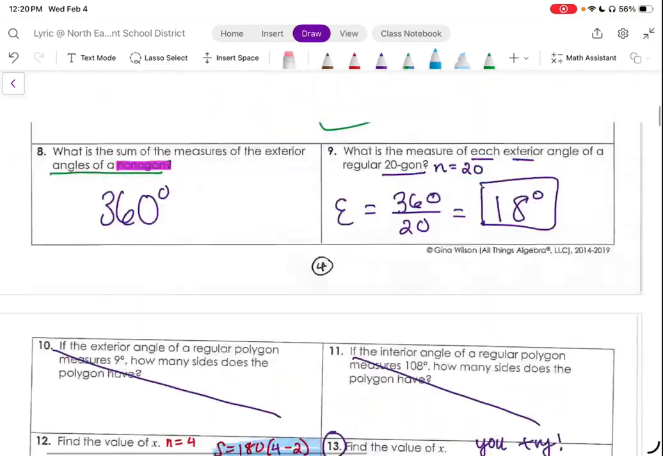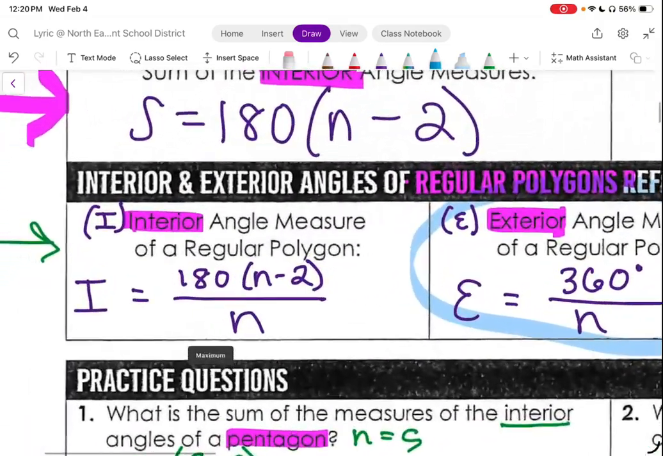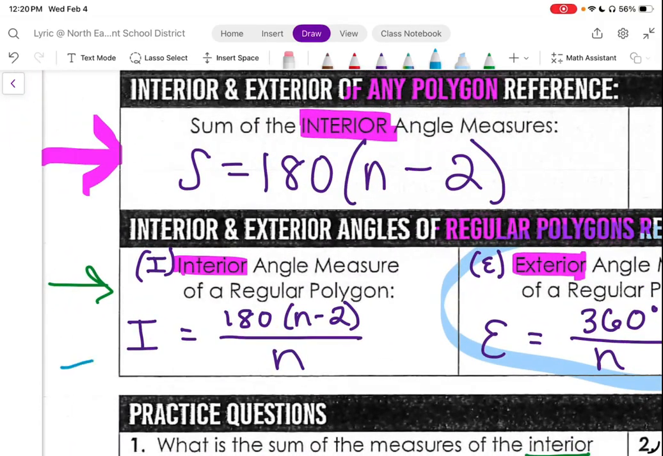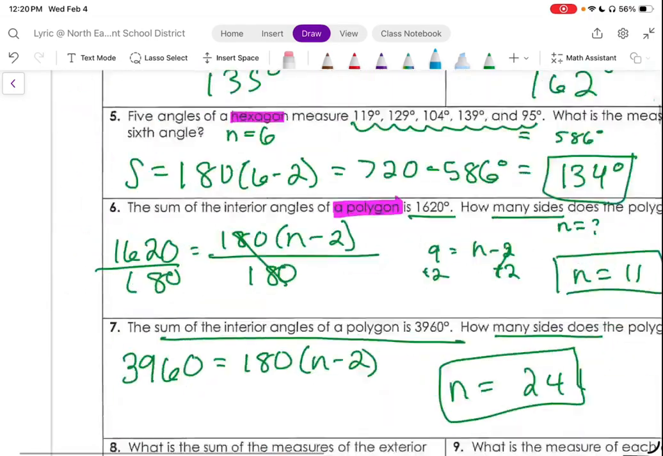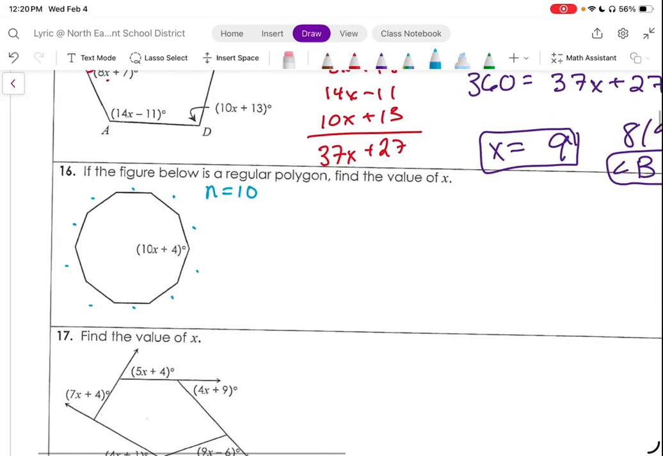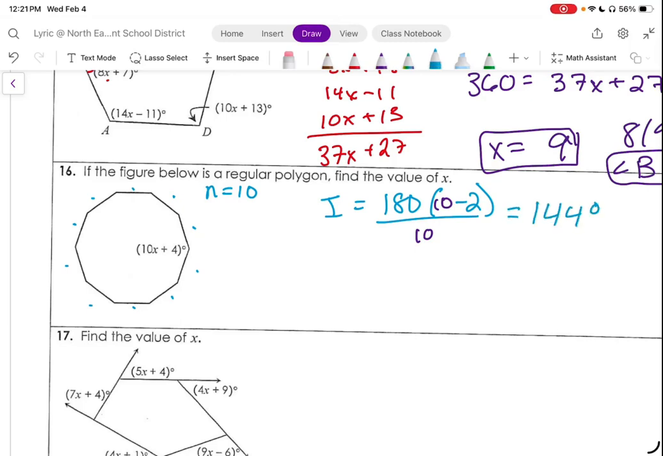So let's look back at our other page. We need interior, regular polygon, that's going to be this one right here, the I. 180 times n minus 2 over n. So I equals 180 times n minus 2, all over n. And in this case, our n is 10. So let's make sure we put 10 there. When you put that in your calculator, we should get 144 degrees.